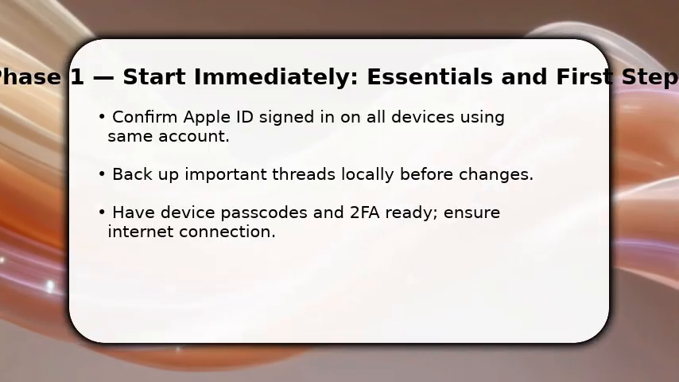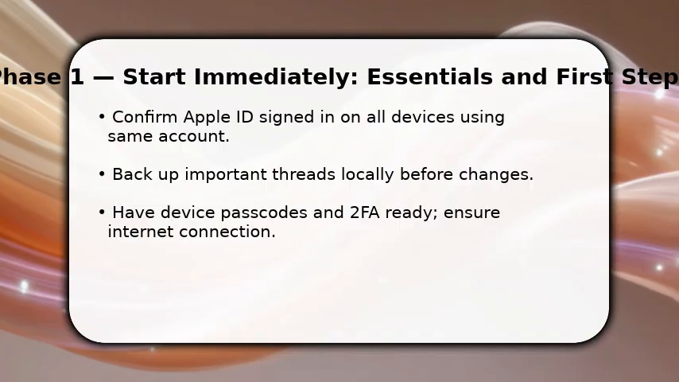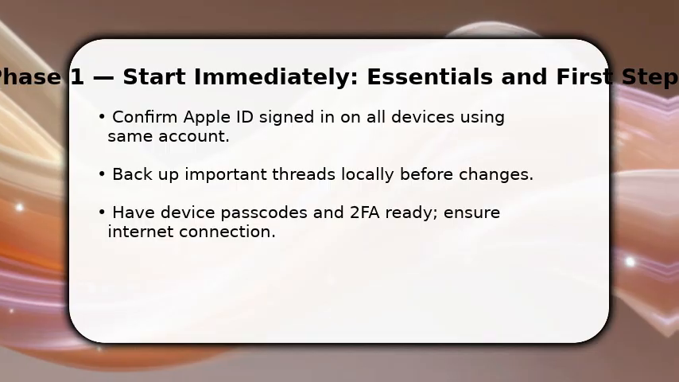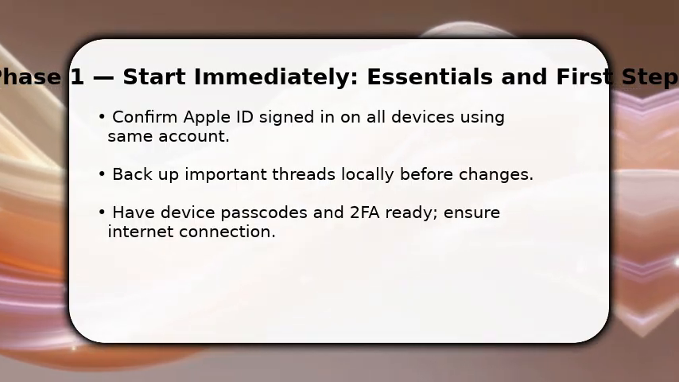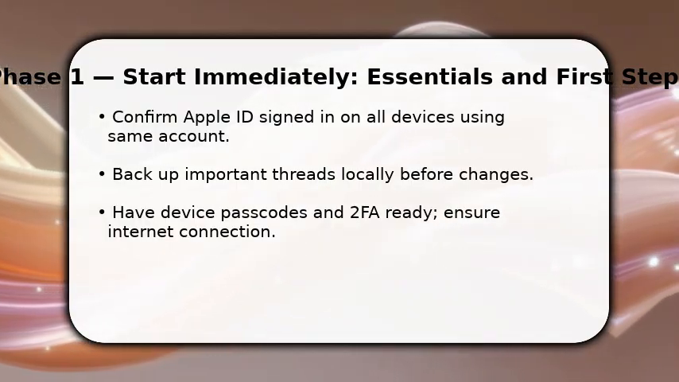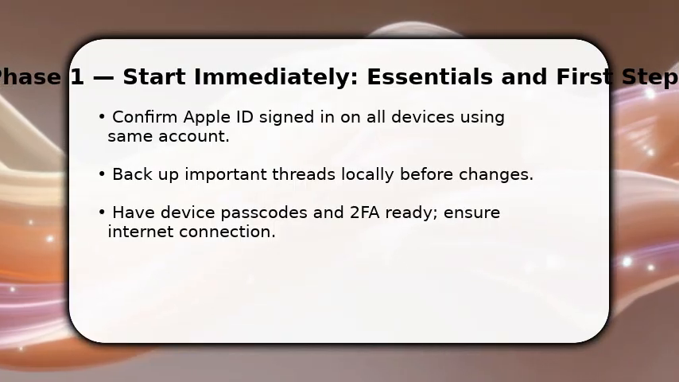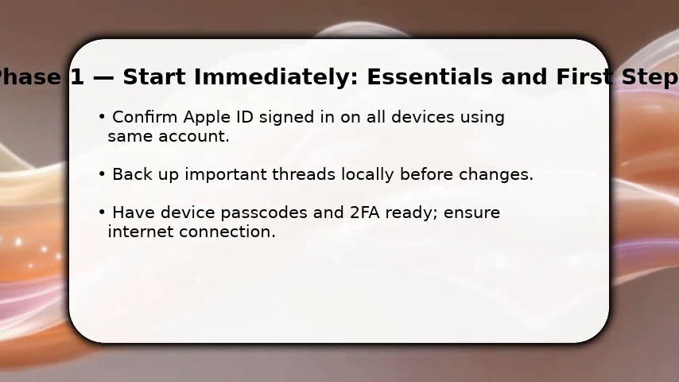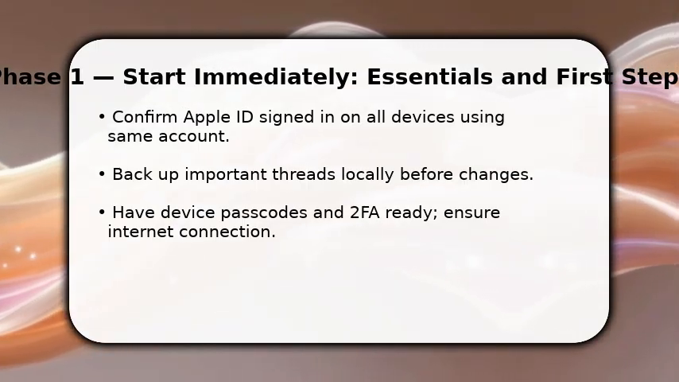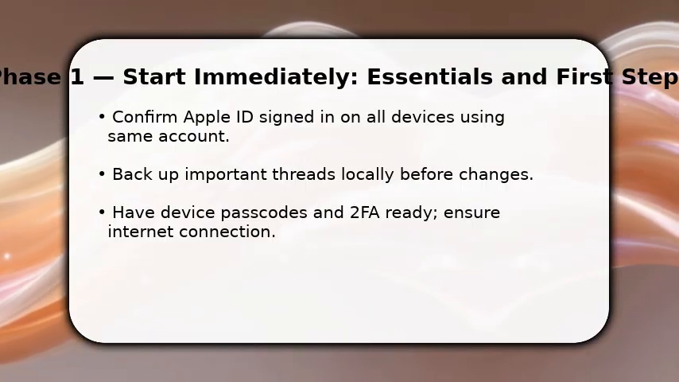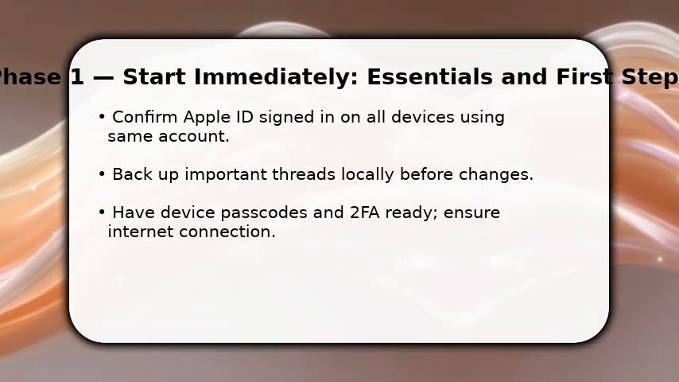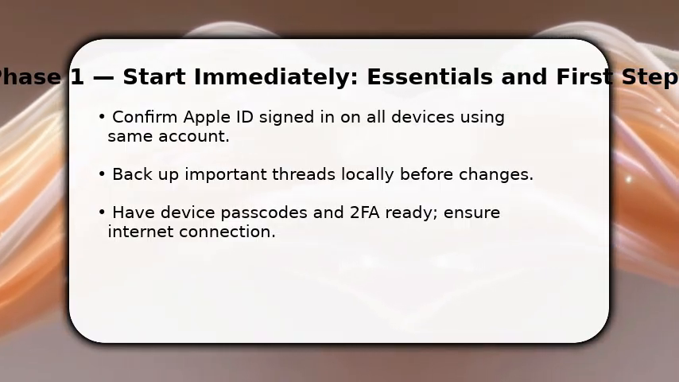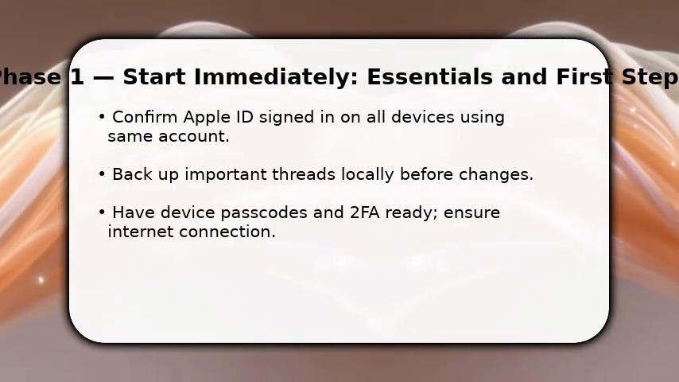You begin by confirming that you're signed into the same Apple ID on every device where Messages appears. This is why changes propagate. Once confirmed, back up any threads you want to keep locally, screenshots, or exported text, because disabling iCloud may remove synced history. Make sure two-factor authentication and device passcodes are ready and that Wi-Fi is stable. This prevents partial syncs. Now, move to the Messages settings on your primary device to begin turning off iCloud sync.